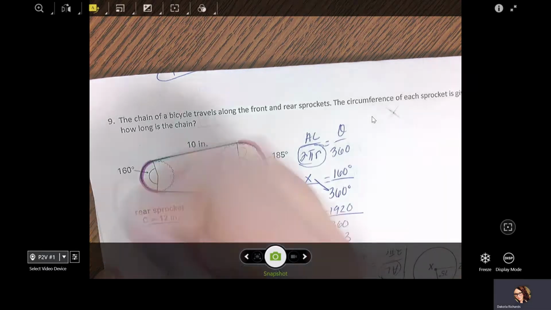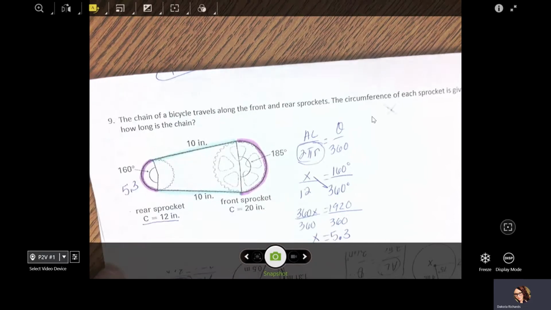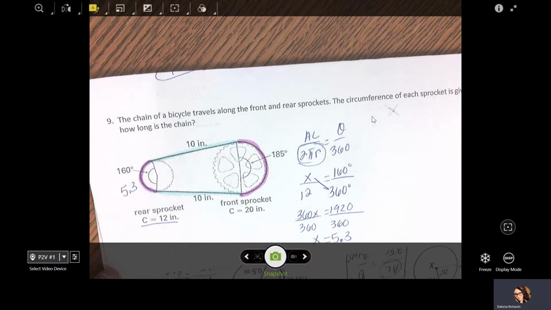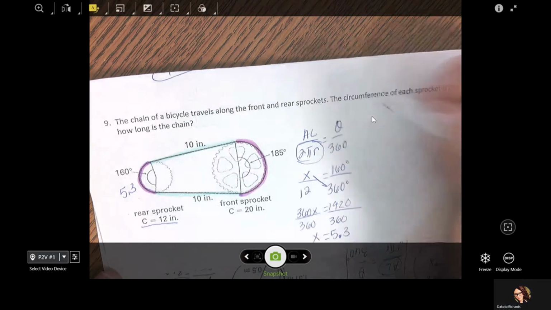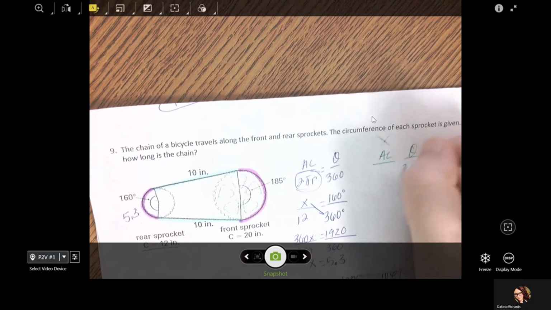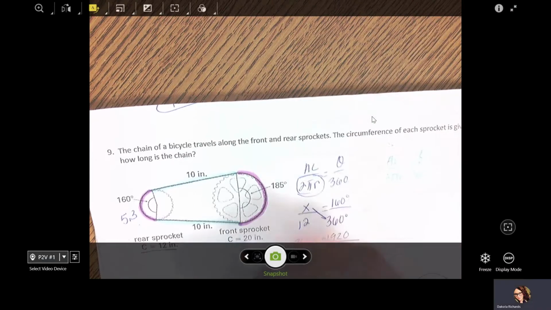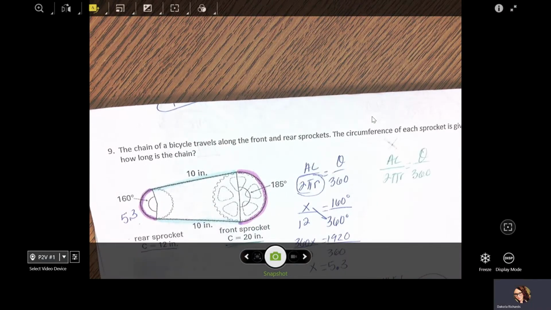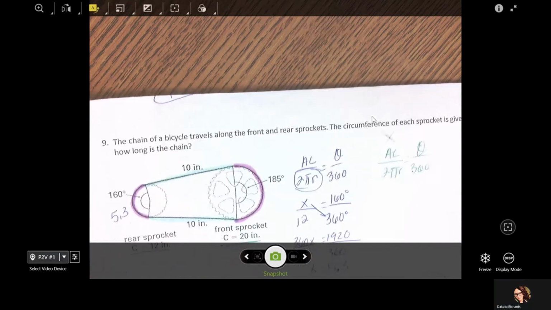Okay, so that tells you this is 5.3. This arc I have in purple or pink, however you see it, is 5.3. Now we need to find the other arc length. Well, they give you the circumference again. What is the circumference of this front sprocket?